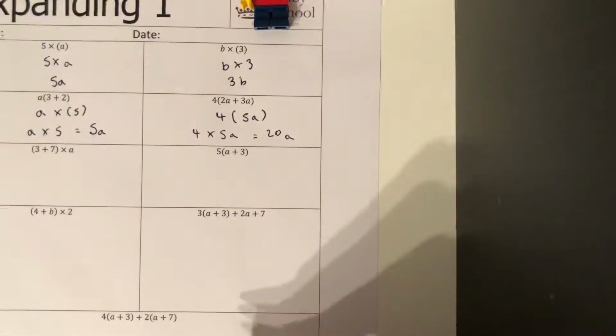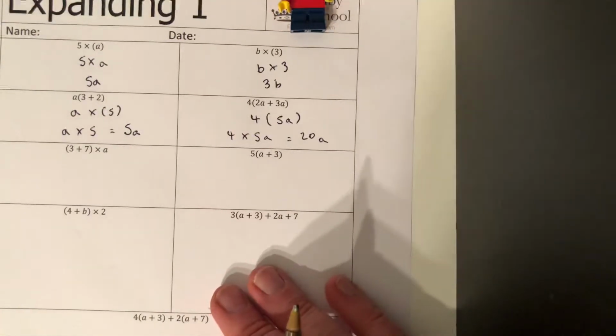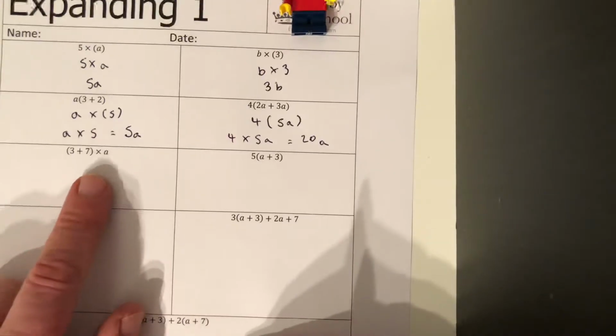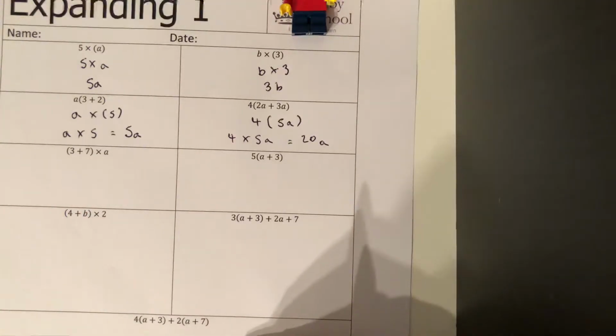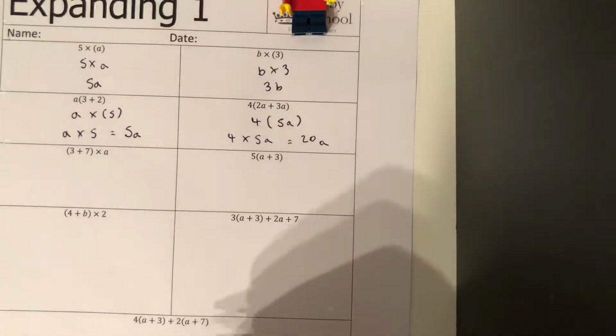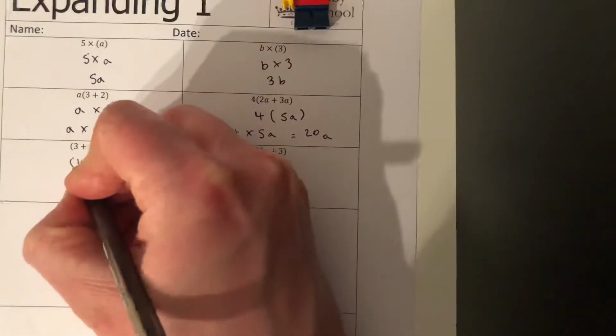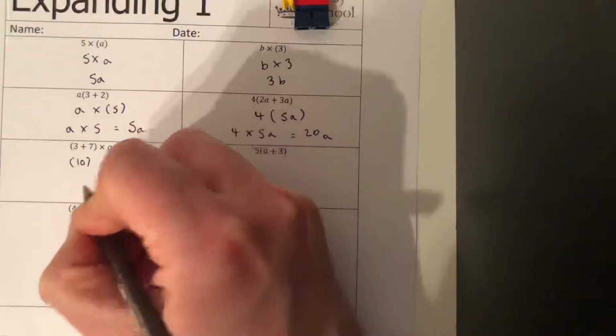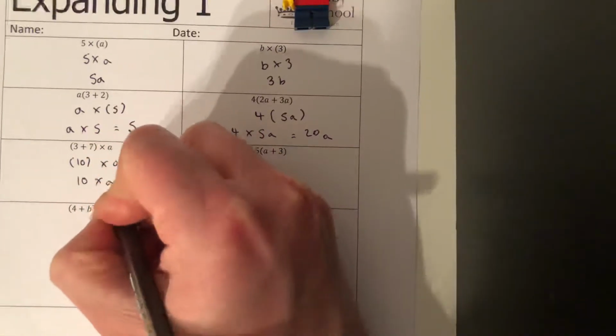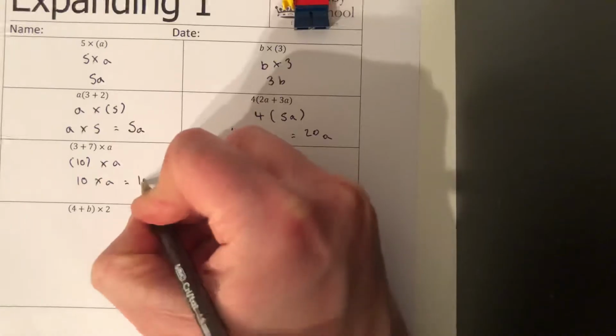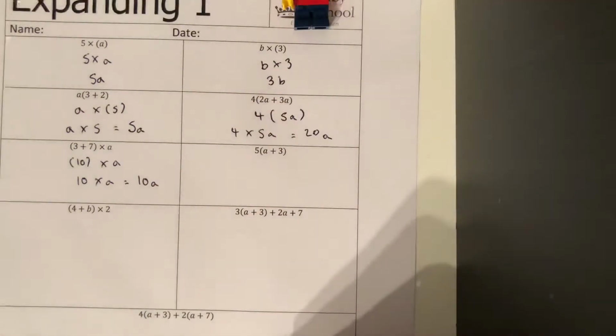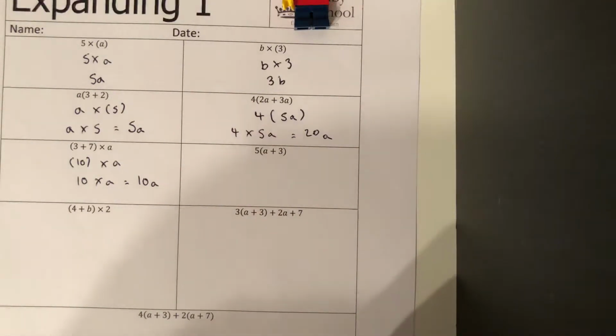Okay, so far so good. The next one has the brackets first, so 3 add 7 in brackets, then multiplied by a. Again, we do the bit in the brackets first. That's what order of operations tells us. And what is 3 add 7? Well, 3 add 7 is 10. So 10 times a, incredibly easy again, just 10a. And you're probably thinking, what is all the fuss about with this expanding?